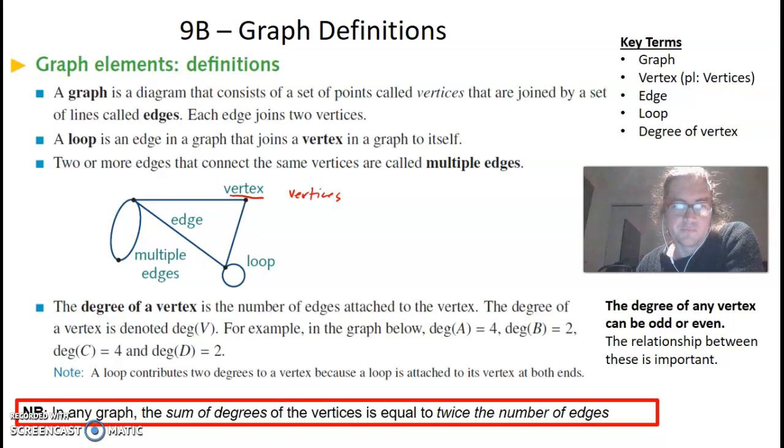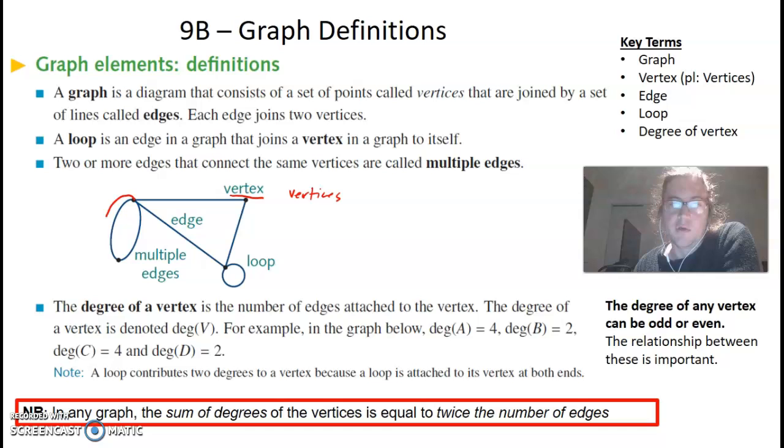A loop is just when one edge is connected to one vertex. Okay, so a loop looks like a loop. Two or more edges that connect the same vertices are called multiple edges. So just because you have one connection between two vertices doesn't mean you can't have another one. So you could have multiple edges there.